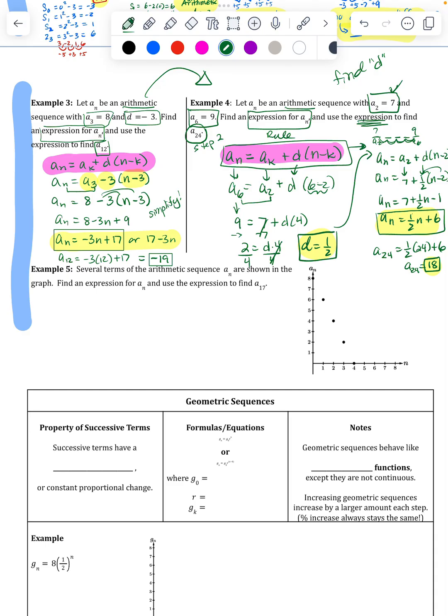All right, the last example for arithmetic. Several terms of the sequence are shown. Find an expression for a sub n and then use the expression. We're doing the same thing, but we're getting the information in a different manner.